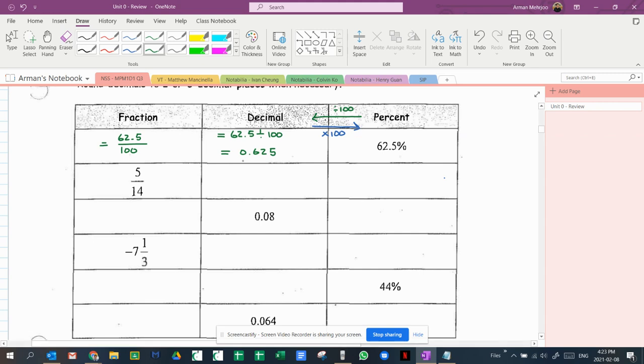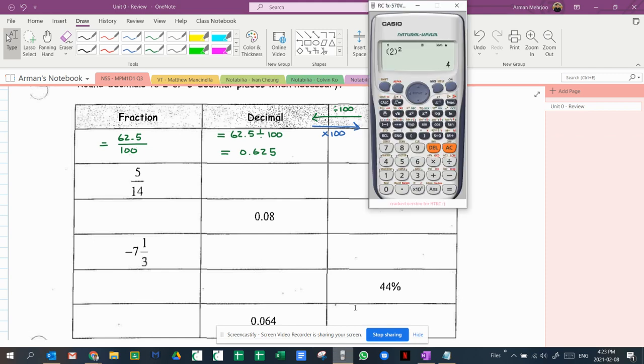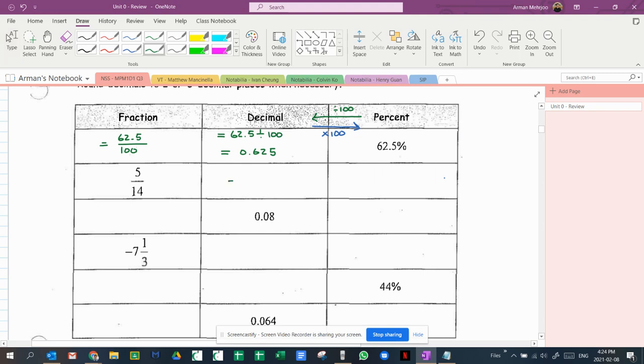In the next question, we're given a fraction. If I want to take this fraction and convert it into a decimal, I can punch it in my calculator. 5 over 14 is 0.357. And now that I have my decimal, I want to convert it to a percent. To convert it to a percent, I multiply by 100. If I multiply by 100, I'll get 35.7%.